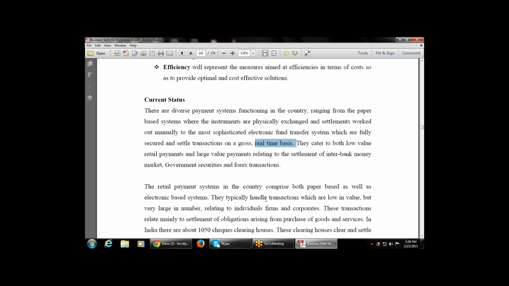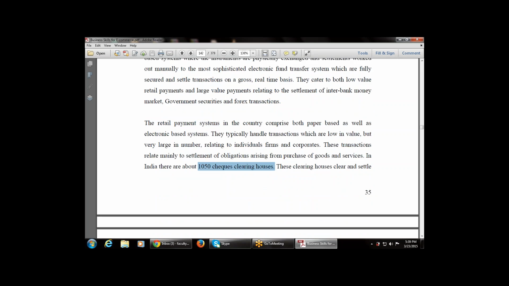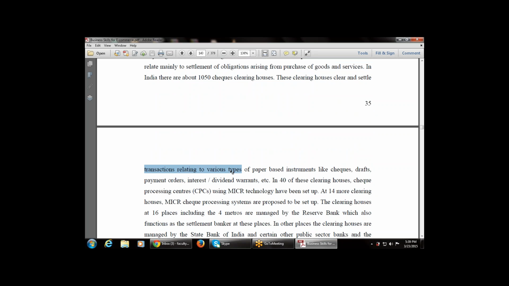That is related to individual firms and the corporates. These transactions relate mainly to the settlement of obligations arising from the purchase of goods and services. In India, there are about 1050 cheque clearing houses. These clearing houses clear and settle the transactions relating to various types of paper-based instruments like cheques, drafts, payment orders, interest, dividend, bonds, etc.